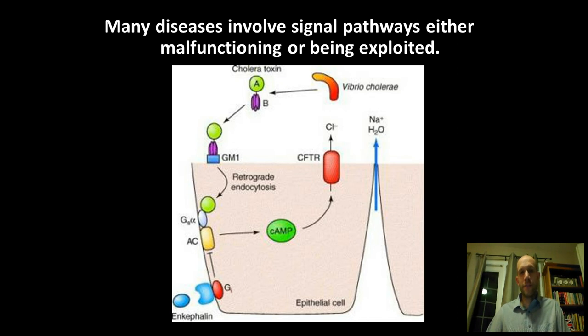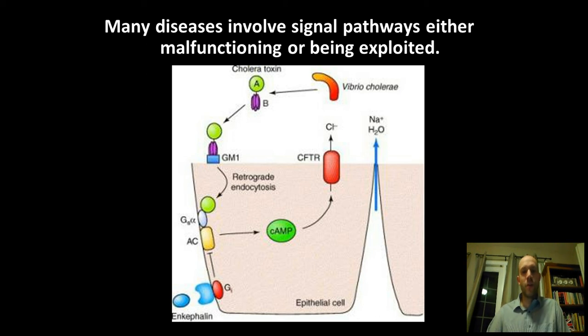So one critical thing to understand here is this really applies to a lot of medicine and disease. Many diseases involve signal pathways either malfunctioning or being exploited by a pathogen. So an example of this is the cholera toxin. The cholera toxin is passed into the cell by endocytosis. It induces endocytosis to bring itself into the cell.